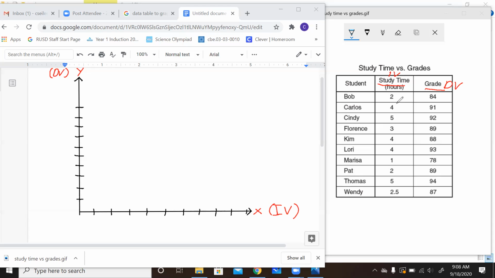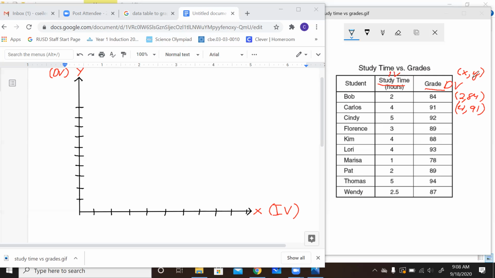So on this graph, we're going to graph the study time on the x-axis and the grade on the y-axis, which makes each of these sets coordinates. So this one would be 2, 84. This one would be 4, 91, et cetera, down the list. And coordinates are always written x, y.